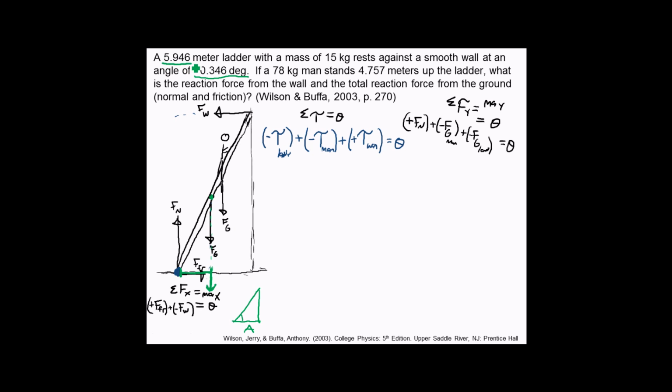And this is the force of gravity, which is half the way up the ladder. This is the ladder length. So halfway up the ladder is 2.973 meters. We know the angle, and so we can use cosine. It's adjacent over hypotenuse. So cosine of 70.346 equals the adjacent divided by 2.973. So this length here, the adjacent side, is 1 meter in length.